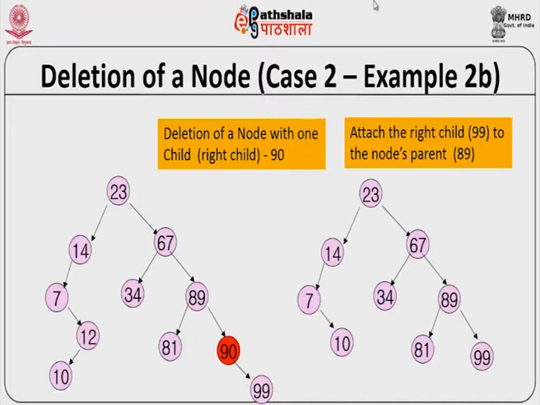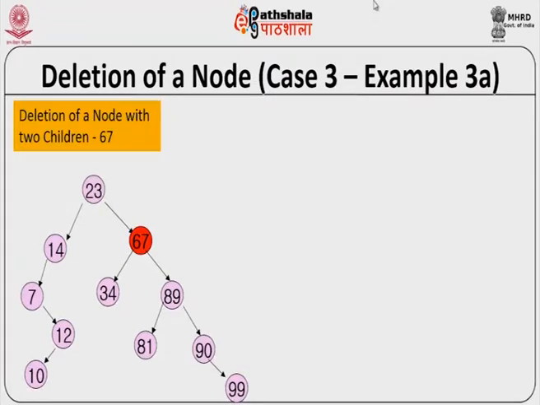So, what we have seen is no children, one left child, one right child. Now, we go to the next case, which is deletion of a node with 2 children. In this case we want to delete 67. 67 has a left child as well as a right child, a left subtree and a right subtree. So, this is the third case.